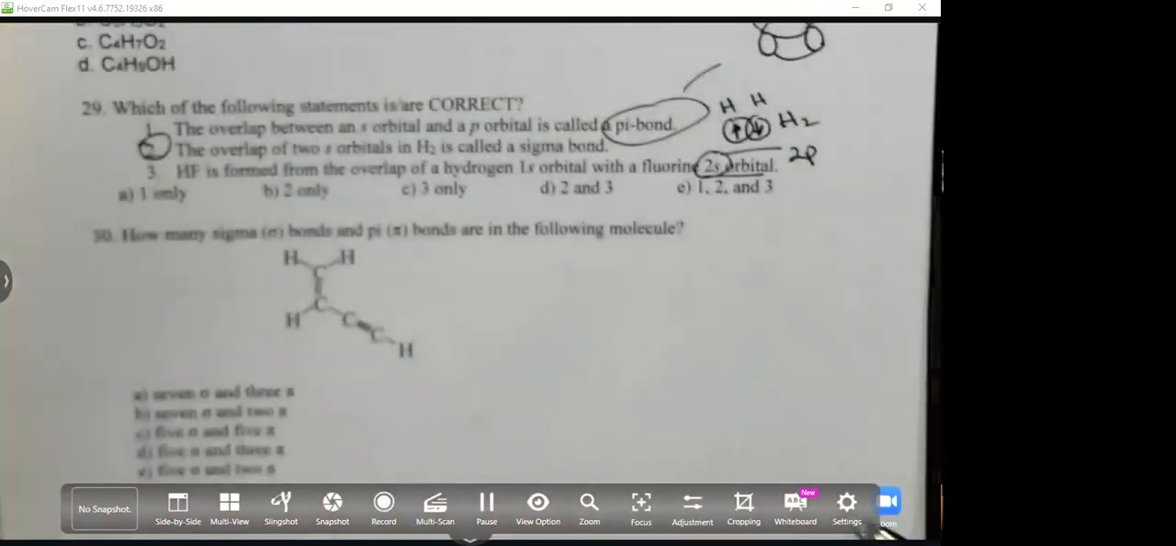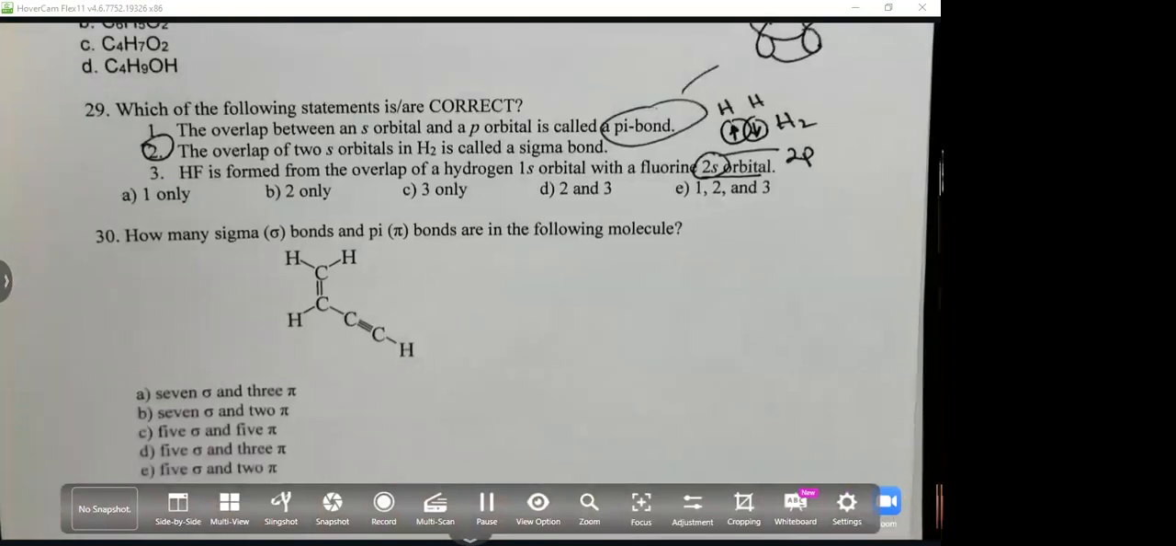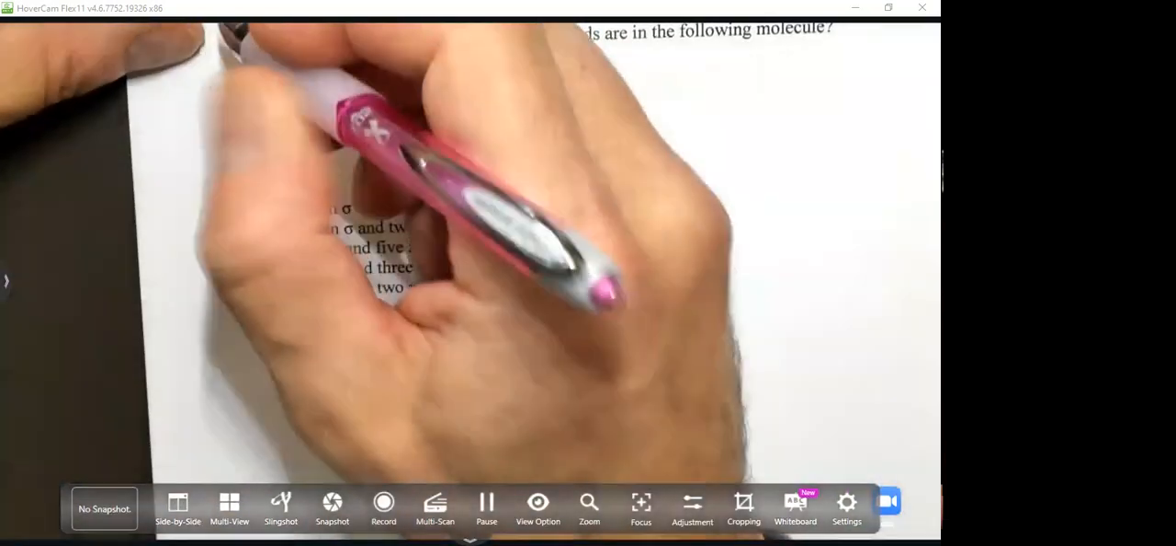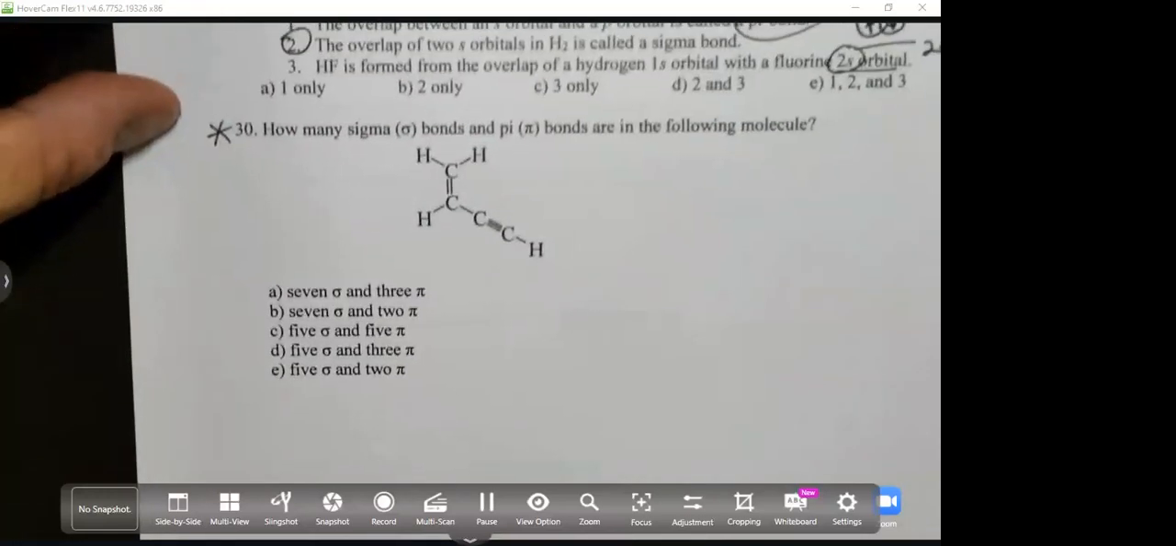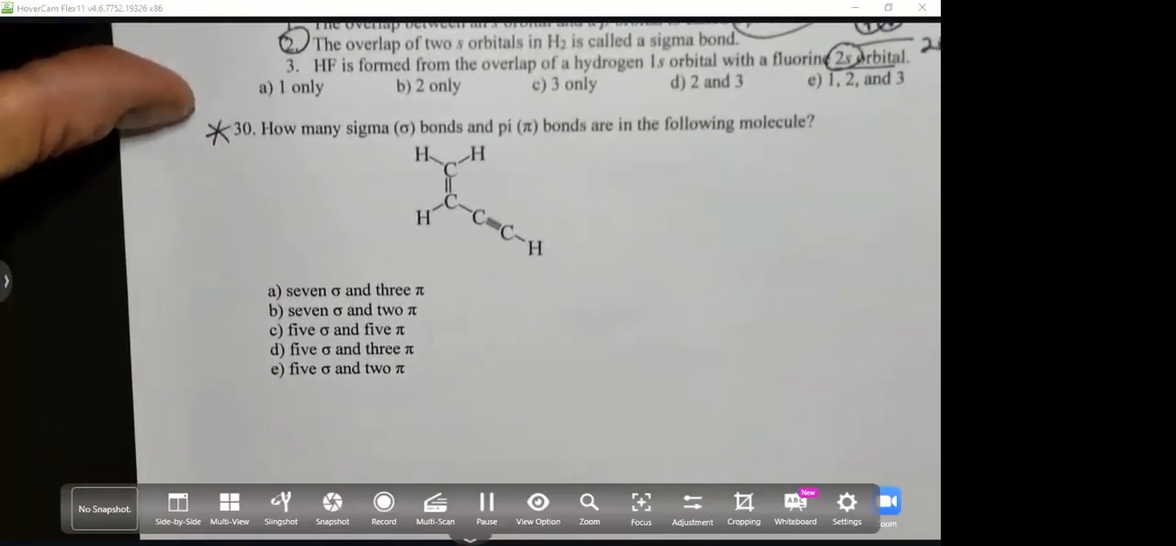Okay, number 30 looks exactly like the test question. Number 30 seems to look exactly like a test question. How many sigma and pi bonds are in the following molecule?